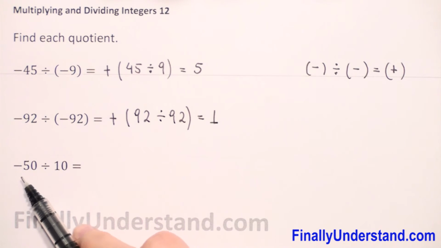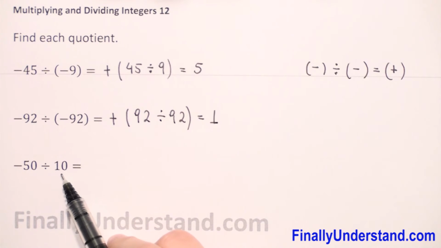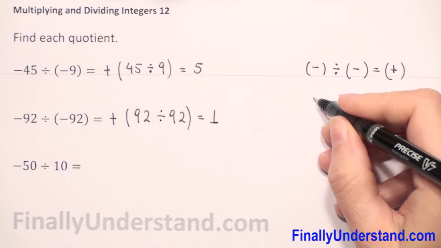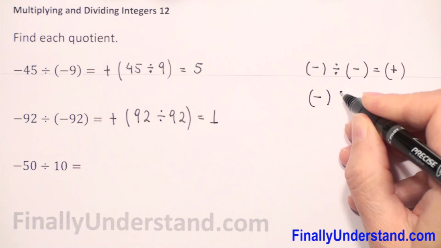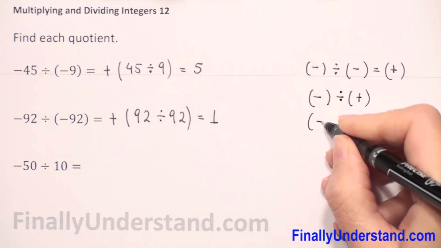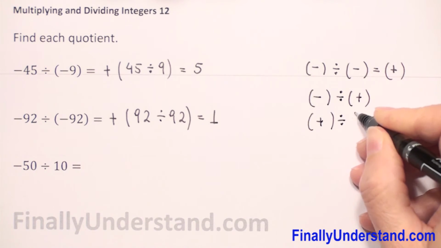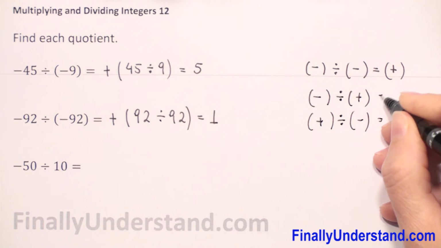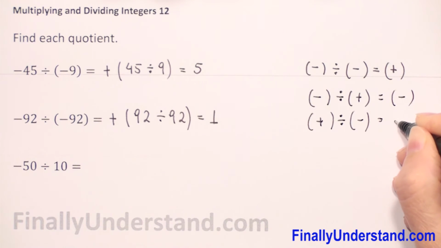And the last example, the first number is negative. Negative 50 divided by positive number 10. When we don't have a sign, it's always a positive number. So we have a negative number divided by positive. It's the same as positive divided by negative. The answer is negative. It's the same rule as for multiplication.